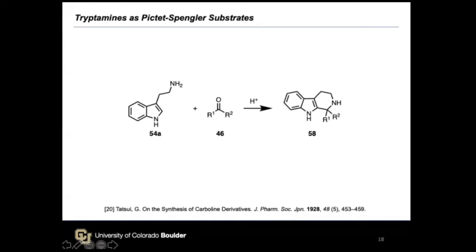So with one of our central hypotheses confirmed, we just needed to choose a beta aryl ethylamine reacting partner for our model system for the cyclization. One of the earliest Pictet-Spengler examples, I believe it was reported in 1928, used tryptamines, and those are these, number 54A, in place of phenylethylamines. And so we ended up choosing tryptamine for our model system because they're good and well-established Pictet-Spengler substrates. They're biologically relevant, and they are better nucleophiles than phenylethylamines.